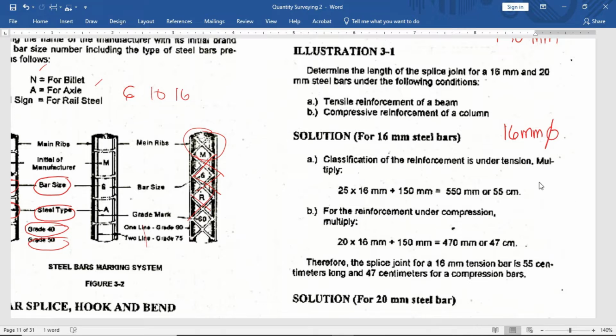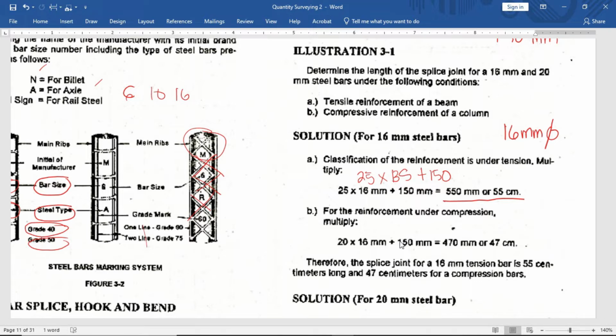So, what was our formula earlier? 25 times the bar size plus 150. So, 16 mm was used: 25 times 16 plus 150. Our answer is 550 mm or 55 centimeters. That is our splice for tension.